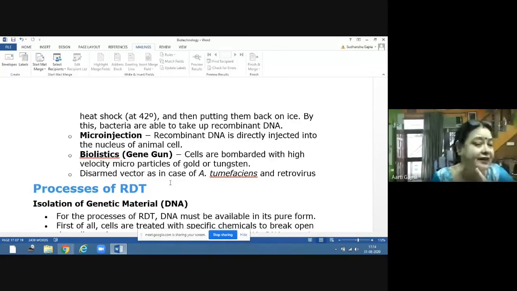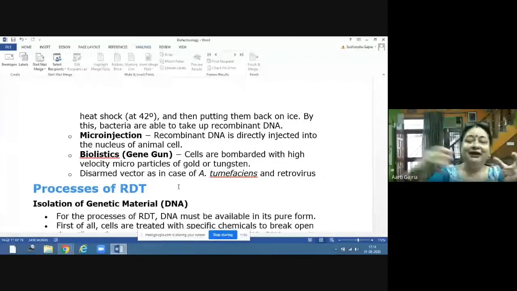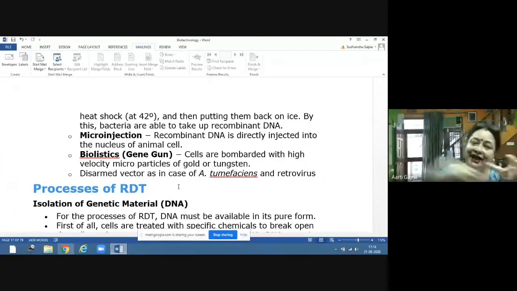But this speed is very, very important here, because the speed should be such that the particle enters the cell but does not come out of the cell. At the same time, it should have enough speed so that it can enter. It should not get reflected. So it is exactly 1400 feet, measured in that unit, and that should be the speed by which these cells are bombarded with these gold or tungsten particles, so that the recombinant DNA can enter into it.